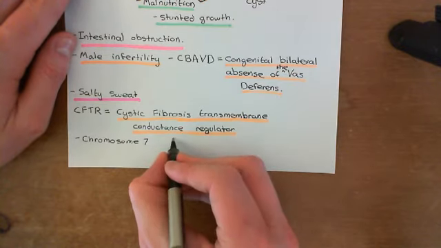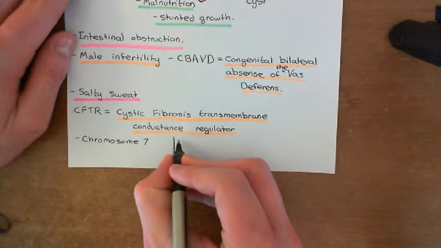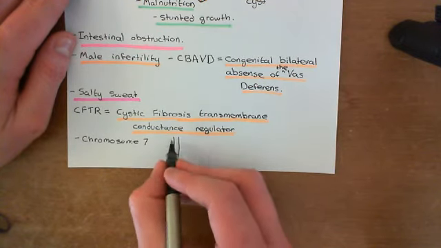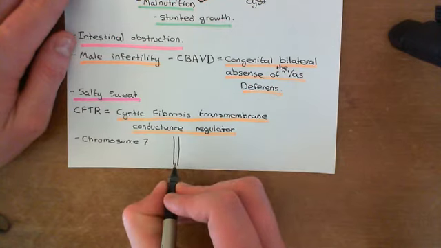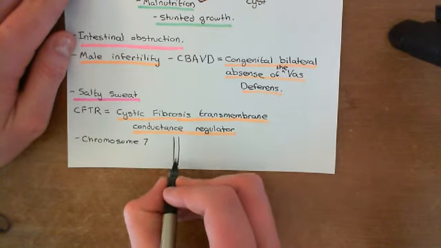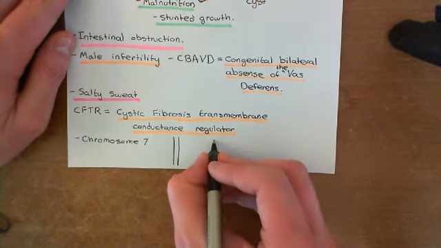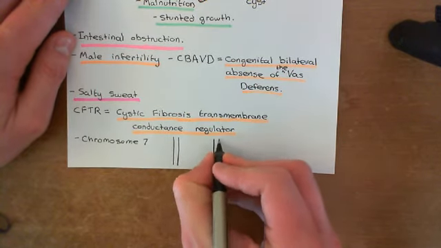That means that you have 2 copies of the gene for the cystic fibrosis transmembrane conductance regulator. So if we let these 2 parallel lines that I've drawn here represent a double-stranded piece of DNA, let's say that this is one of your chromosome 7s, and this is your other chromosome 7.